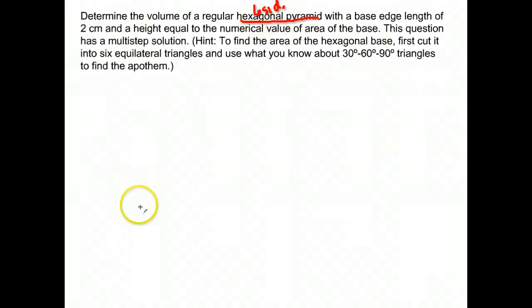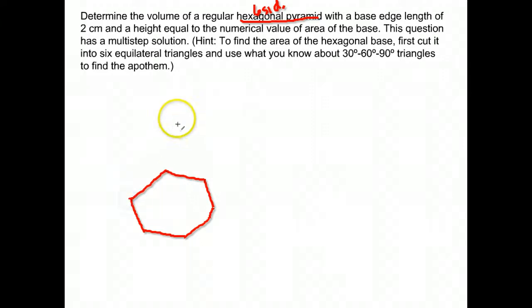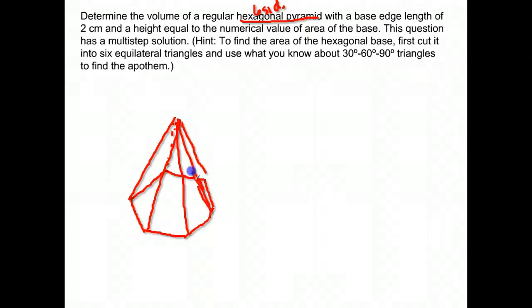Well, what would it look like? It's a hexagonal pyramid. That means it has a hexagon on the bottom, and then comes to a point at the top. So it looks something like this, only prettier, I'm sure. It said the length of one edge is 2. So all around the base here, these are all length 2. And it said the height of my pyramid is equal to the numerical value of the area of the base.